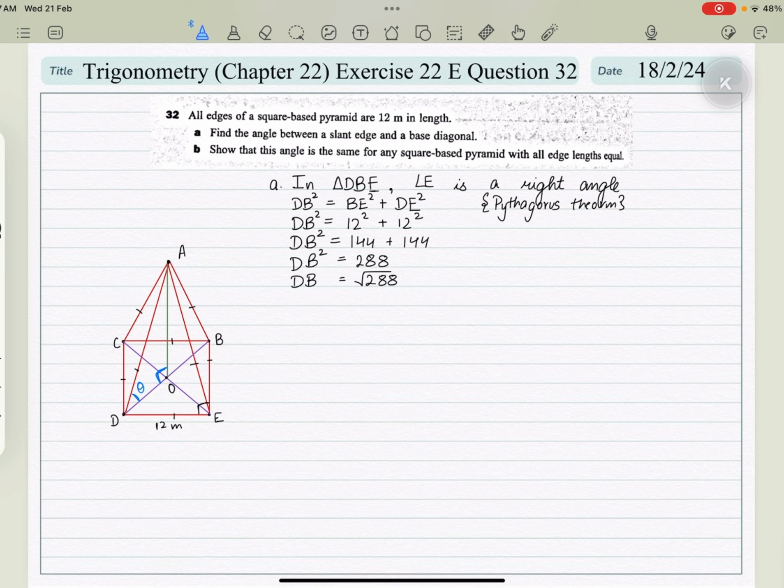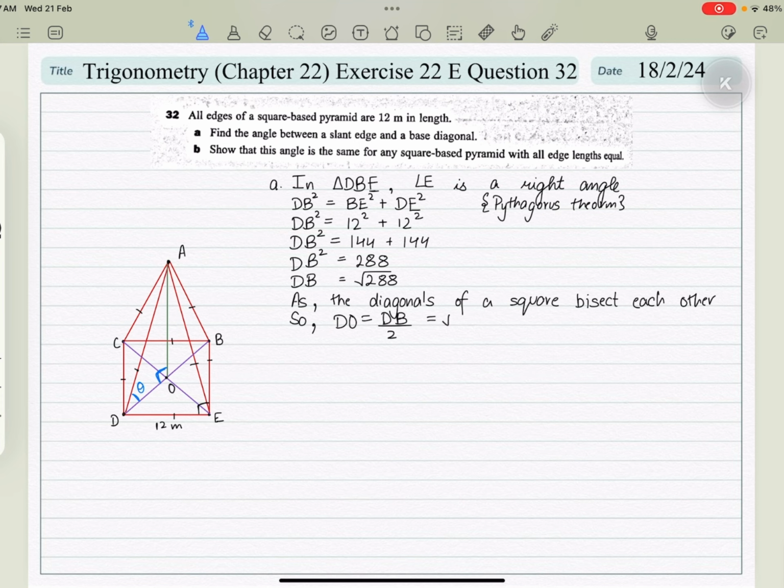Now we have to find, as we said, this DO. So we know that the diagonals of a square bisect each other, so they cut themselves into equal parts. So DO is equal to DB divided by 2.